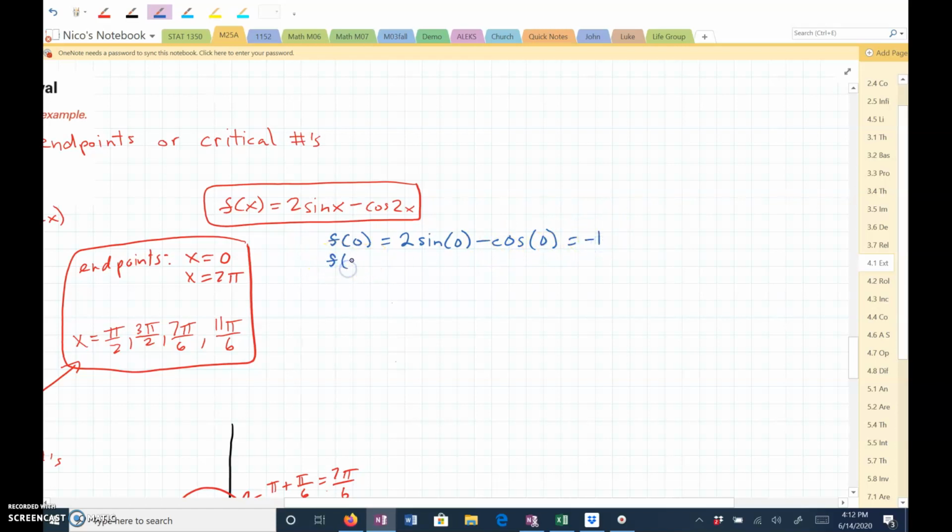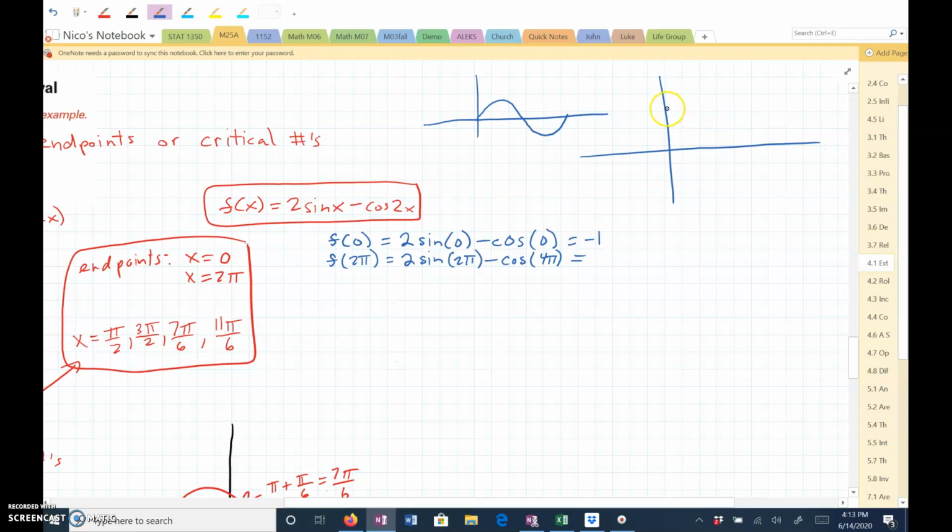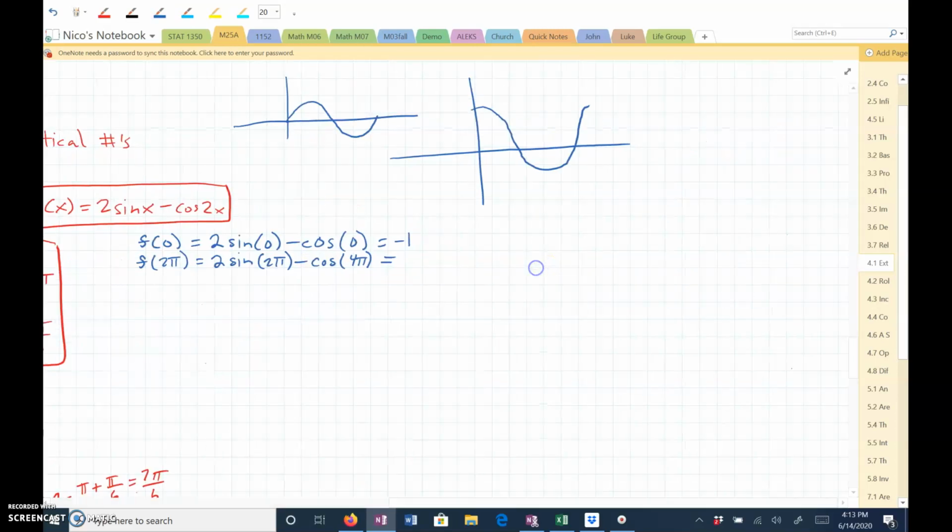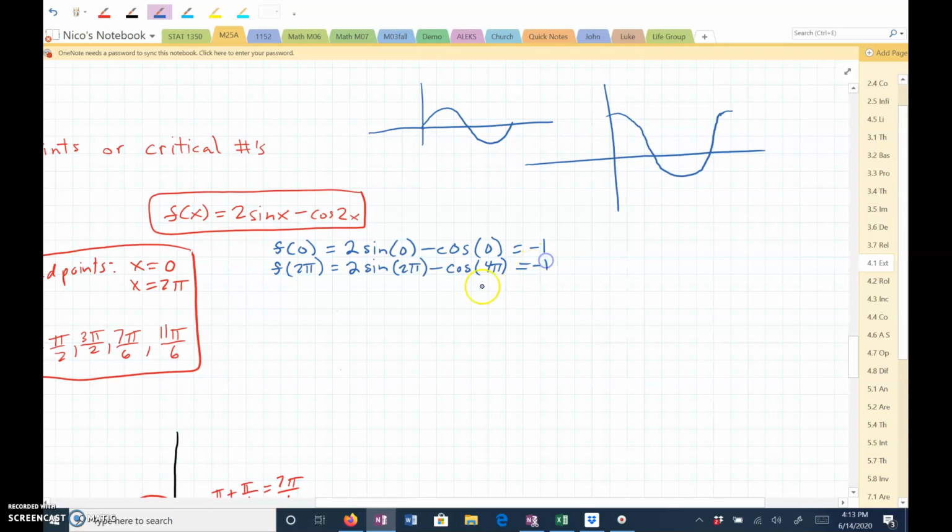Next, let's try f of 2 pi. This would be 2 sine 2 pi minus cosine of 2 times 2 pi, which is 4 pi. Sine of 2 pi is 0. Cosine of 4 pi is going to be 1, so this would be negative 1 again.